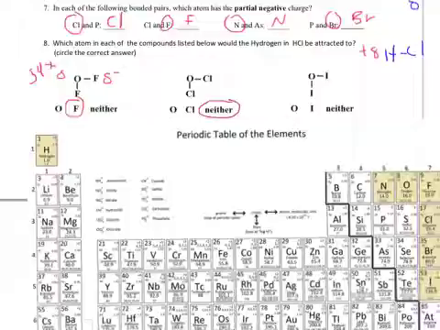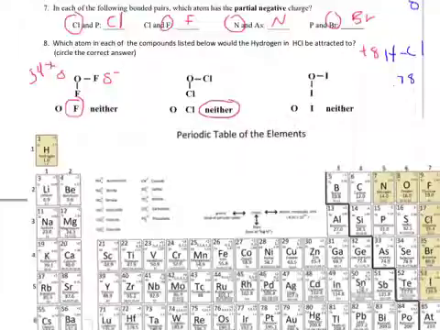Now, there are other forces at work like van der Waals, but we're not going to worry about that for right now. Okay, and then we get to the last one, oxygen and iodine. Oxygen is 3.44. Iodine is 2.66. That gives me an electronegativity difference of 0.78. All right, well, 0.78 means we have a polar covalent bond.